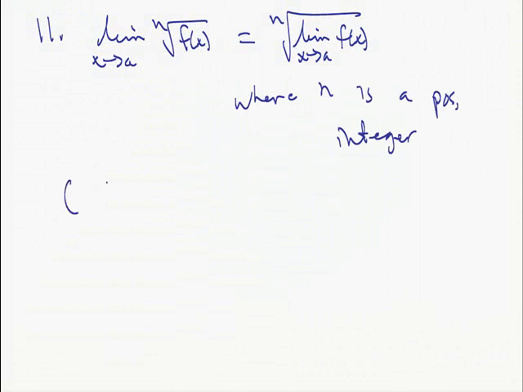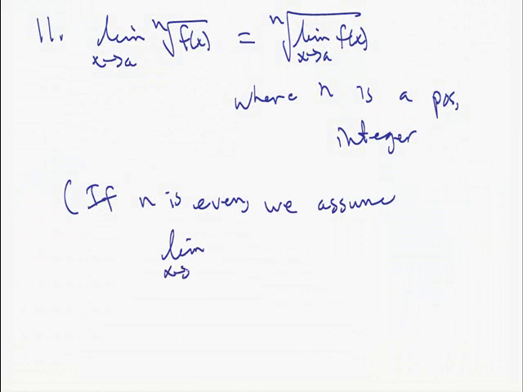And again, a parenthetical note here that they mention in the book, and it's worth mentioning, and that is that if n is even, then we assume that in order for this rule to hold, the limit as x approaches a of f of x is positive. Again, because we can't take the nth root of a negative number if n is even.